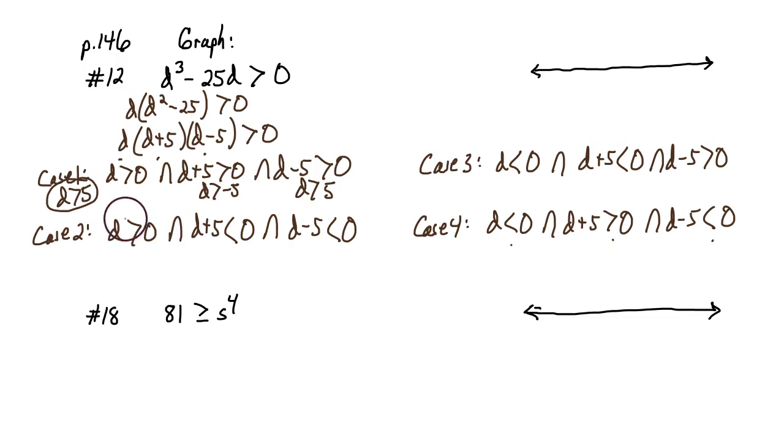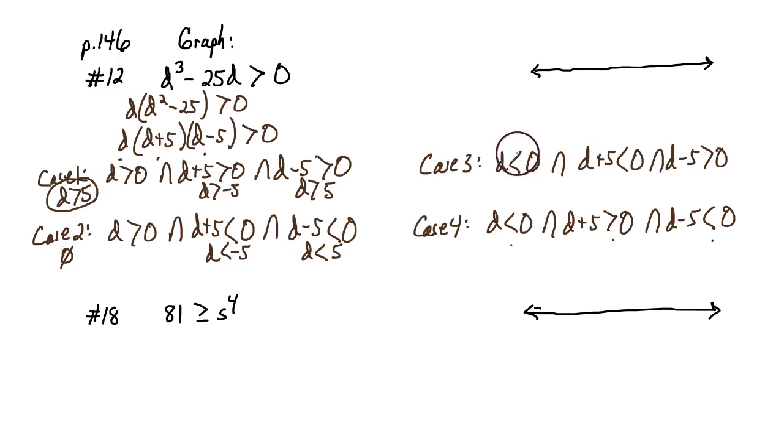Look at case 2. This one's good to go. This one here we could subtract 5 from both sides, and this one we could add 5 to both sides. We want d to be greater than 0, and at the same time less than negative 5. That's not possible. This is the empty set.